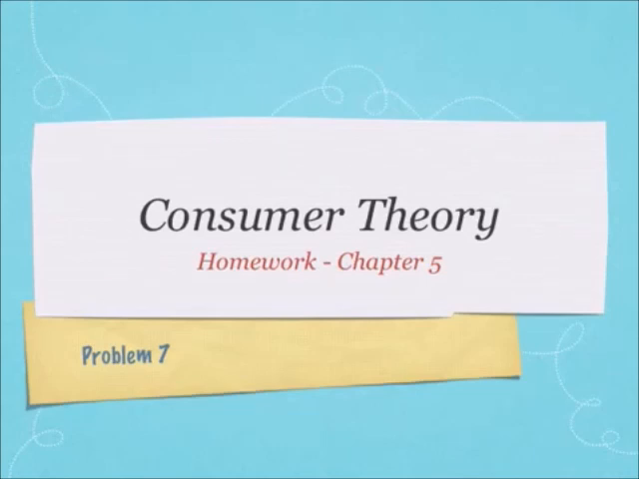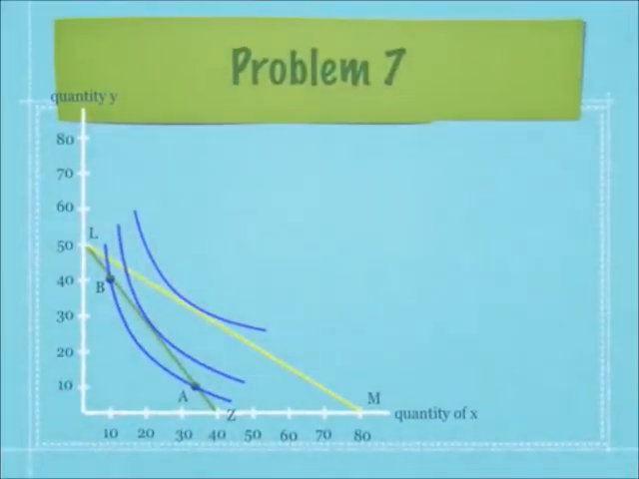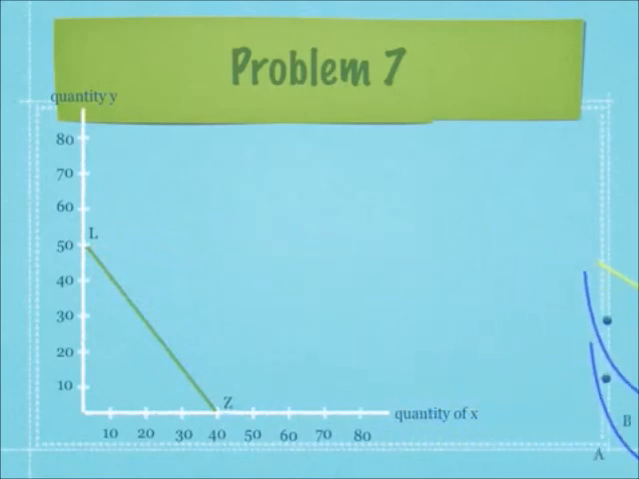In this podcast, I'm going to talk about consumer theory, and I'm going to go over homework from the back of chapter 5, problem number 7. In the book, they give you all these lines and everything, and I've changed the color of the lines so you can see them better. And the very first thing I'm going to do is get rid of all these other lines and focus in on the topic at hand. Let me get rid of all those.